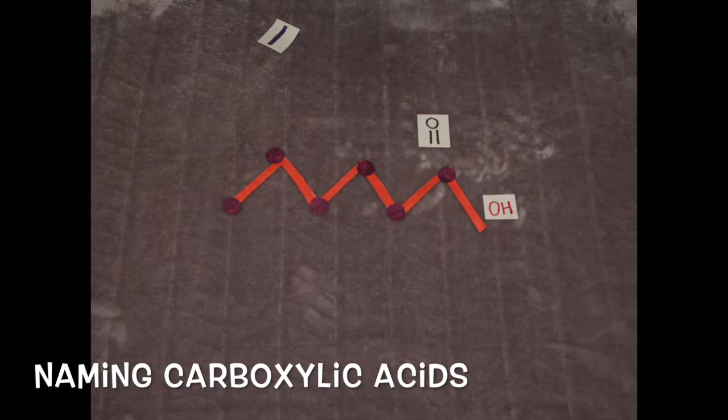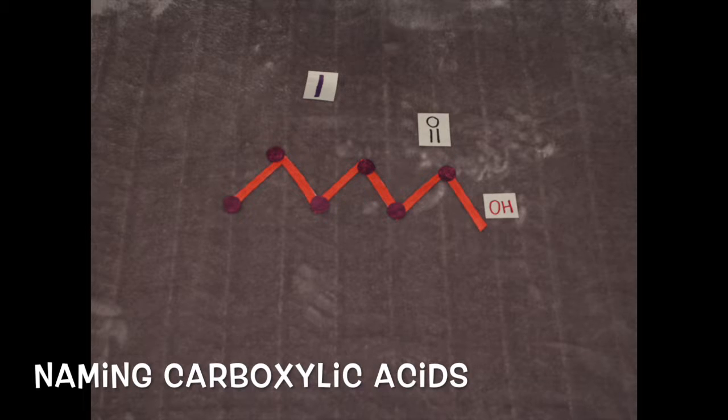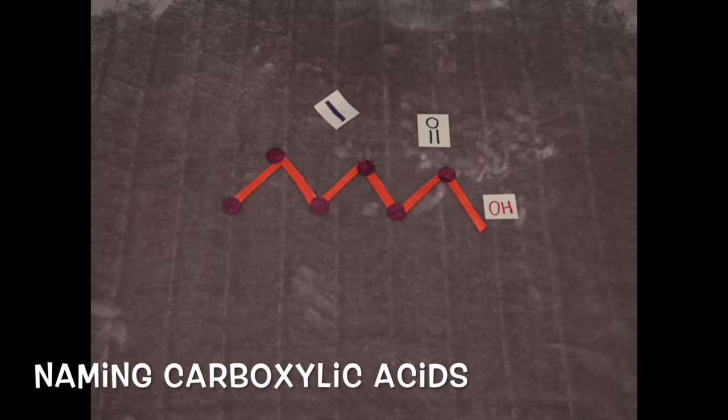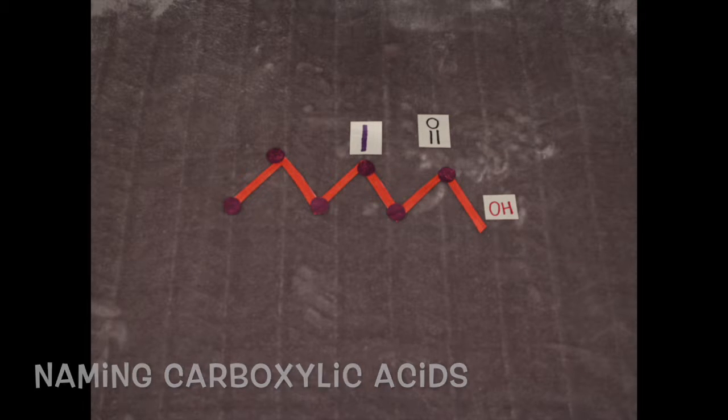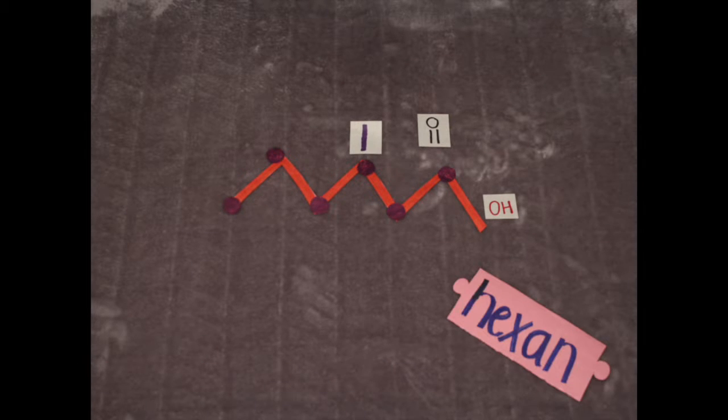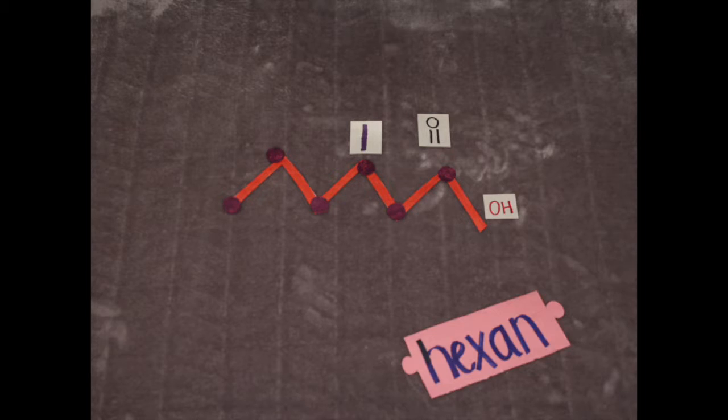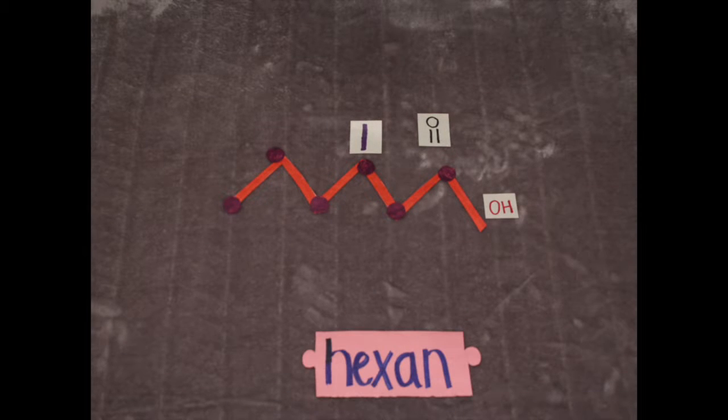Wait, we're not done yet because we have a methyl group. Remember to always start counting at the carboxylic group. As you can see here, it's on the 1, 2, 3, on the third carbon. Okay, so remember, hexane comes from the longest carbon chain, which has 6 carbons.